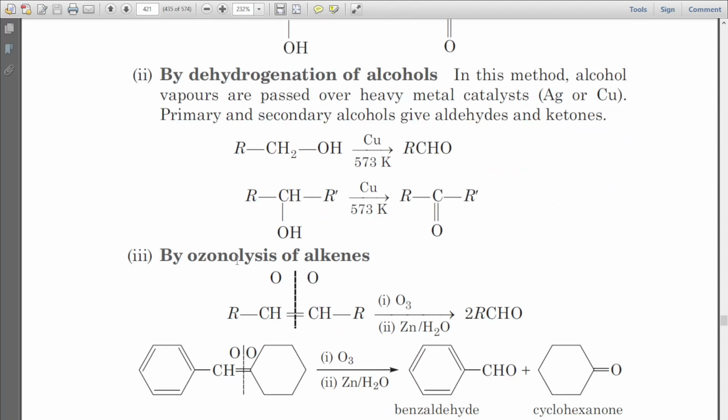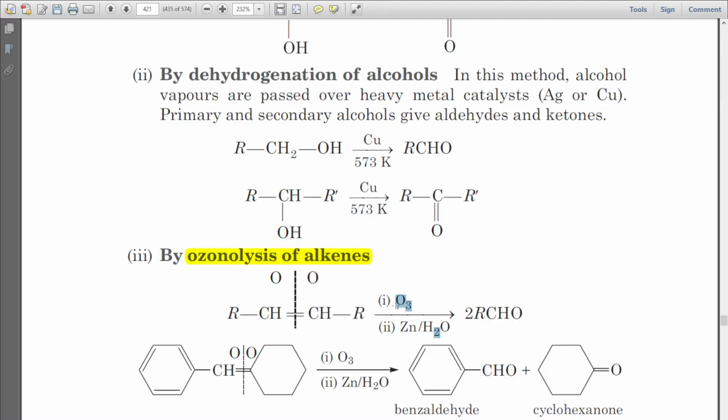Now thirdly, by ozonolysis, which is a very prominent reaction and important from an examination point of view. Now see, we take an alkene in ozonolysis. As you see, a double bond here is present. This double bond gets split in between and we use ozone gas and zinc in presence of water.